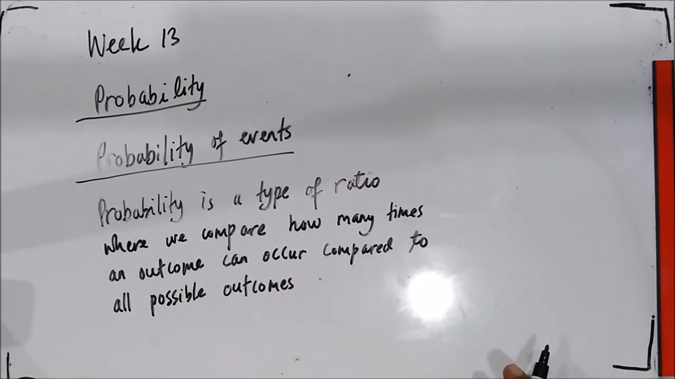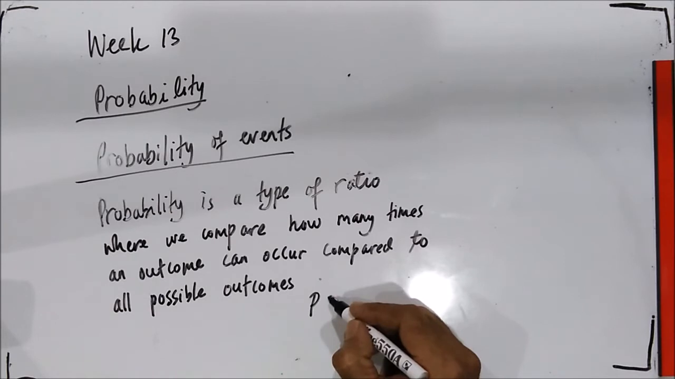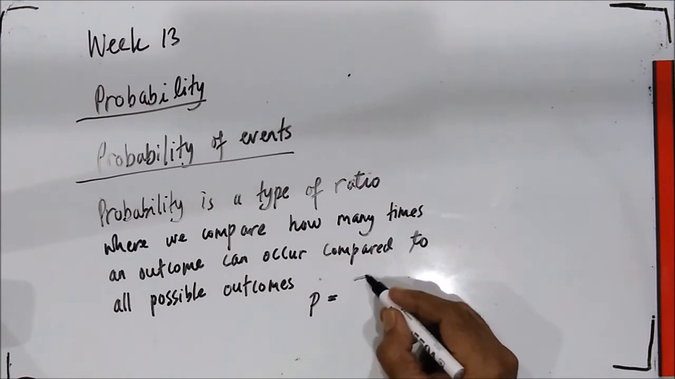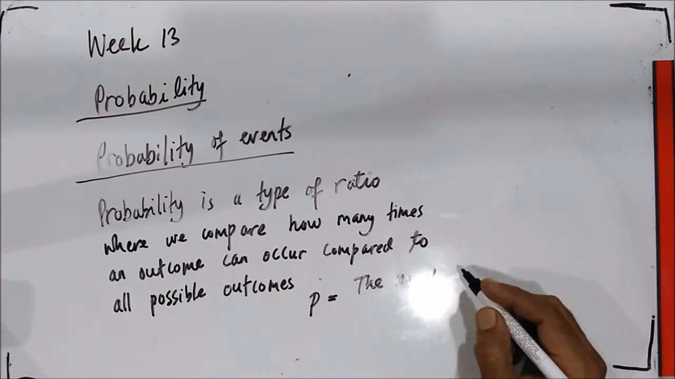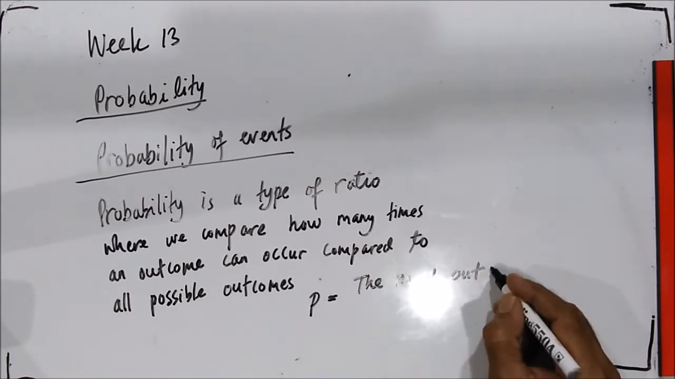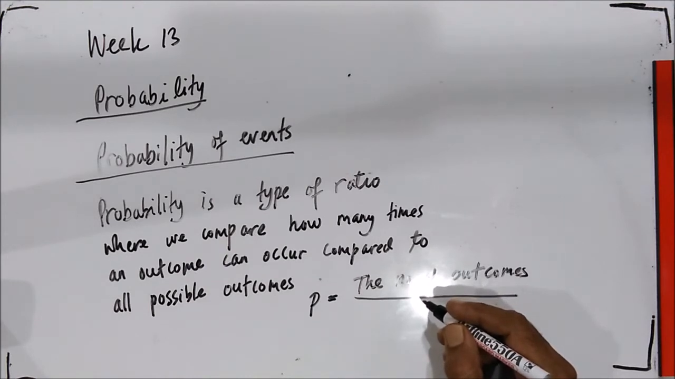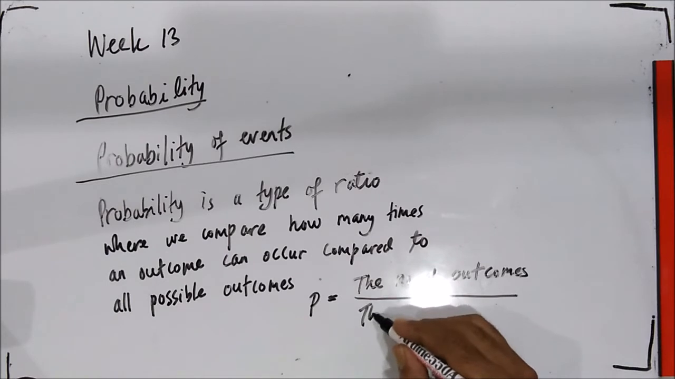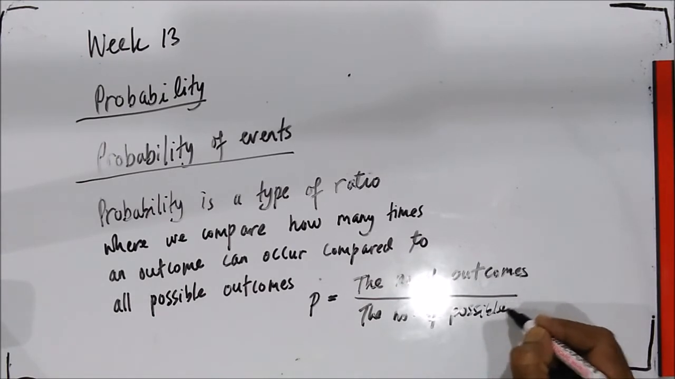So by formula, probability can be written as, I just put P to refer to probability, is equal to the number of outcomes divided by the number of possible outcomes.